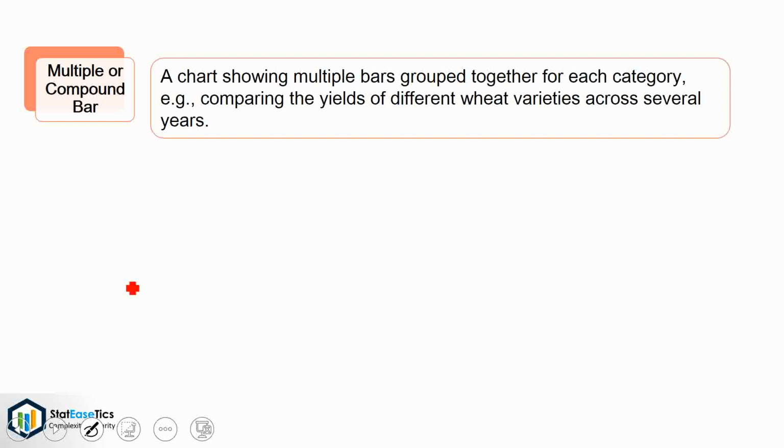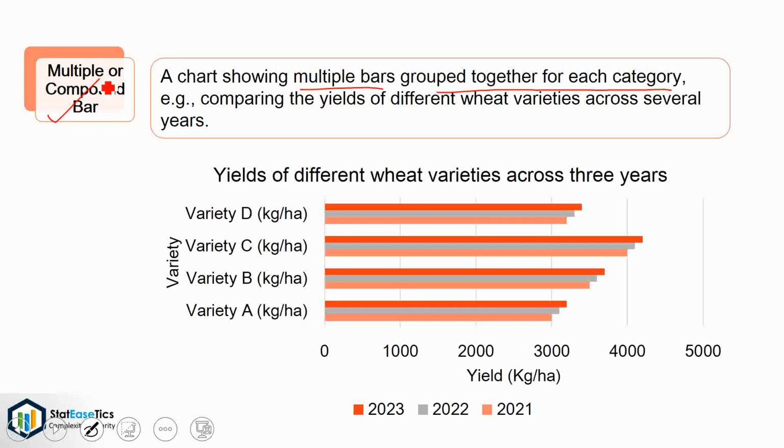A chart showing multiple bars grouped together for each category is called a multiple or compound bar chart. Example, comparing the yields of different wheat varieties across several years. Here, we can also make intra-varietal comparisons of yield between the 3 years.